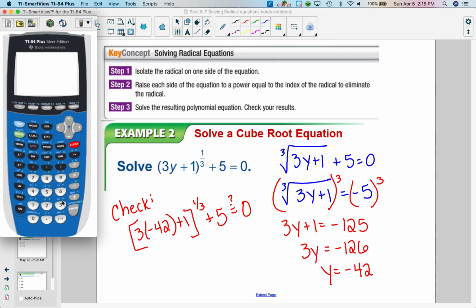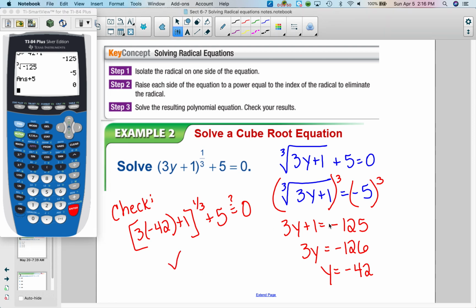So if you take 3 times negative 42 plus 1, we get negative 125. If I take the cube root of that, now to access the cube root, if you do math, you'll see number 4 is a cube root, and we want to take the cube root of negative 125, and then we want to add 5 to that, and we get 0. So check, it works. So that means this is my answer.